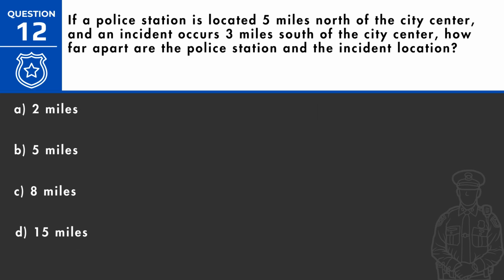Question 12. If a police station is located 5 miles north of the city center, and an incident occurs 3 miles south of the city center, how far apart are the police station and the incident location? A. 2 miles. B. 5 miles. C. 8 miles. D. 15 miles.